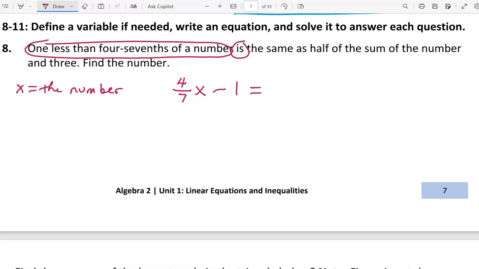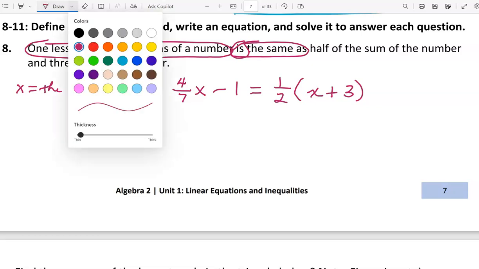Is translates to the equal sign, or is the same as is also another way to say that. And the part on the right side of the equal sign will be half the sum of the number and 3. Well, in order to take half of a sum, you have to do that addition first. So the sum of the number and 3 would be x plus 3. We'll put that in parentheses, and then we're going to multiply that by 1/2. Half of the sum is half of that quantity.